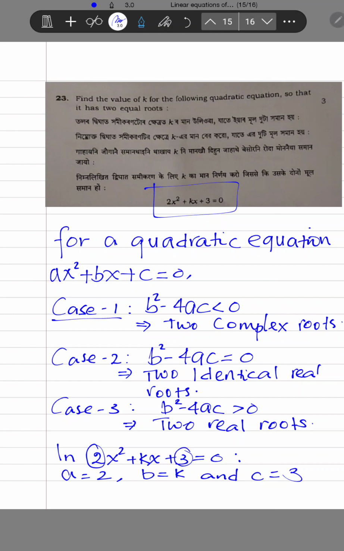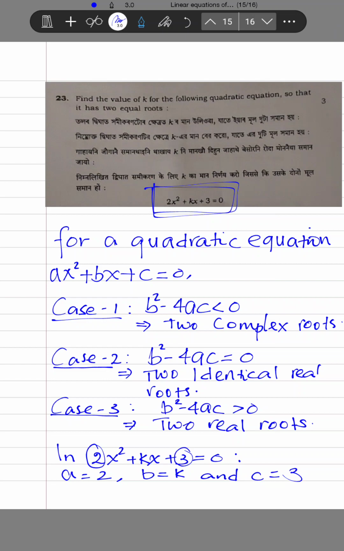Case 2: b squared minus 4ac is equal to 0. We still have two roots, but they are real and identical. The third case is b squared minus 4ac is greater than 0. We will be having two real roots in case 3. The question is saying this equation will be having two identical roots. So we are going to take case 2, which is b squared minus 4ac is equal to 0.